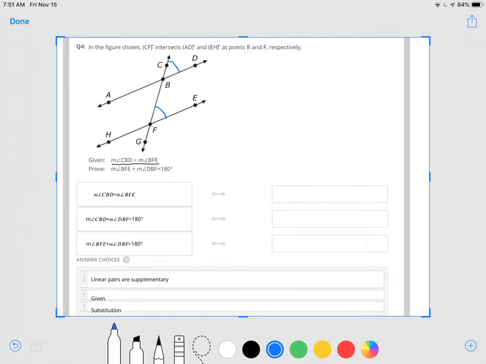Measure of angle BFE, so let's mark these two in red. BFE is this same angle, which we had already identified, plus DBF, which is this one. Now, if they had told us that these two lines were parallel, then we would just say, yeah, of course they add up to 180 because they're consecutive interior angles.